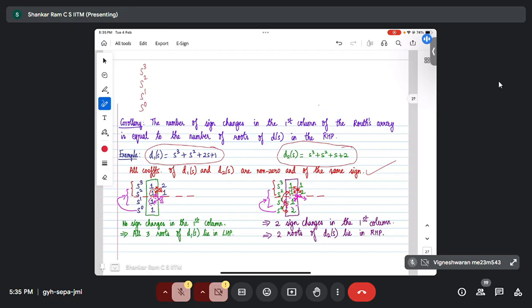Okay. So for the routes array, since it is a third order polynomial, we write S cubed, S squared, S power 1, S power 0. We take the first two rows. We fill in the coefficients, right? 1, 1, 2, and 1. Those are the coefficients of the polynomial D1. Then we go to the S power 1 row. We multiply 1 and 2, which is 2, subtract the product of 1 and 1, which is 1. So the difference is 1, and divide by 1. So the answer is 1.